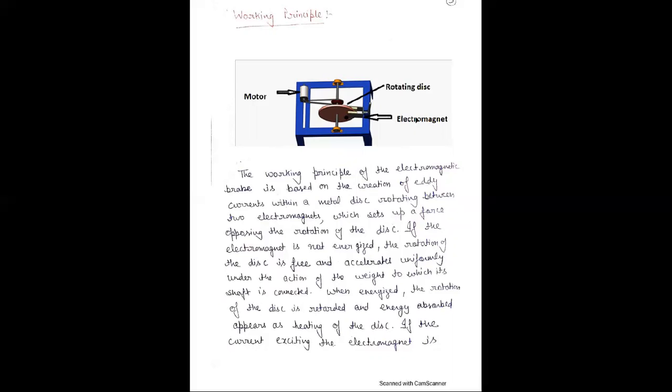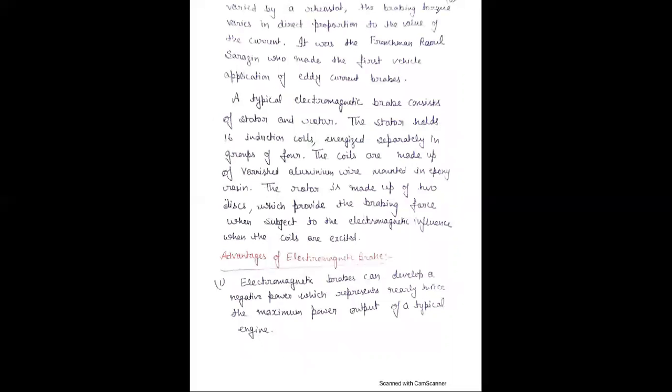When energy is provided to the electromagnet, the rotation of the disc is retarded because of the eddy currents and the loss of energy, and that energy absorbed appears as heating of the disc. And the current exciting the electromagnet is varied by a rheostat, because a rheostat is a varying resistance, and the braking varies in direct proportion to the value of the current. If the current is more, the braking is more.